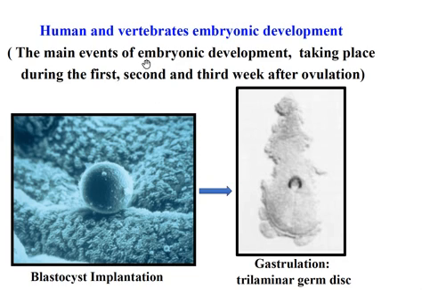By the second week of development, we talk about a bilaminar germ disc, and I will show you how this embryo looks. We have only 2 embryonic layers: ectoderm and endoderm. By the third week, by gastrulation, we have a trilaminar germ disc, so we have the mesoderm that will be formed between ectoderm and endoderm.